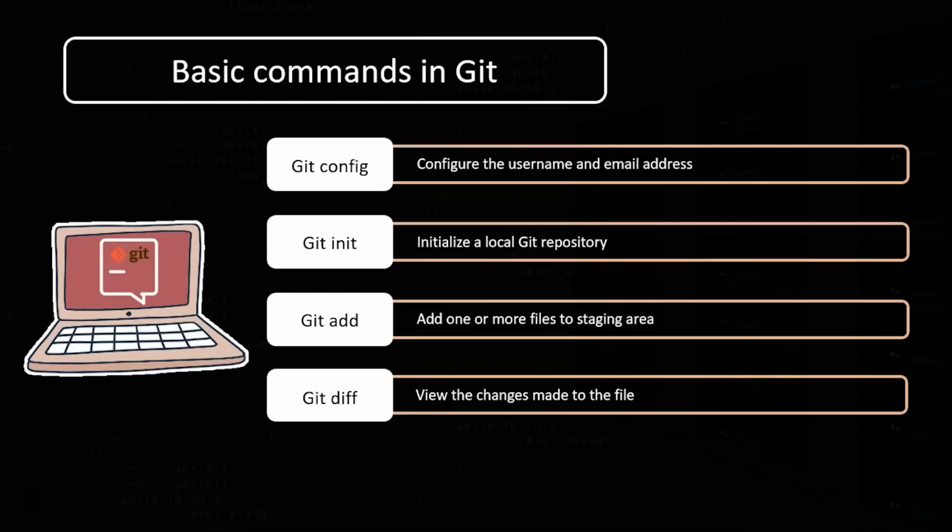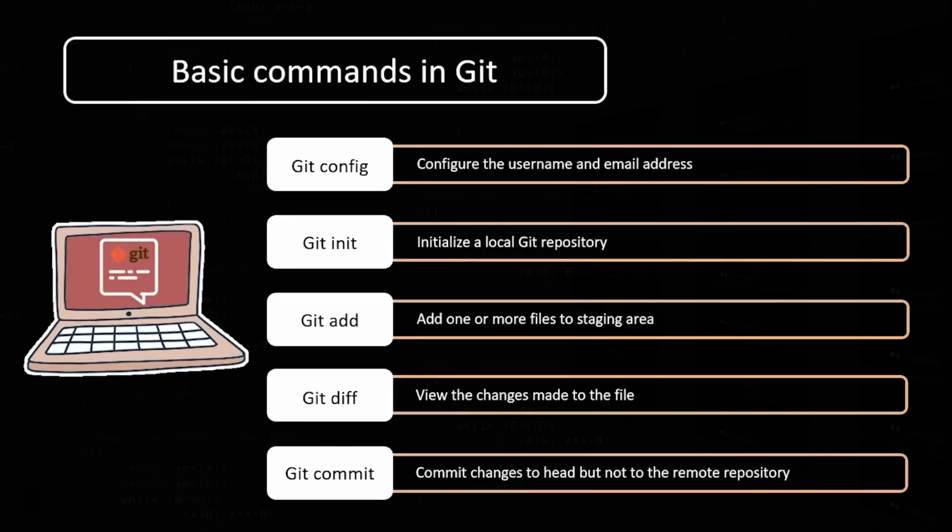So at any moment before doing any commits, if you want to do a review and see what different changes you have made, you can go for the git diff command. The git diff command is used to see the difference or the modifications which you have recently made to a specific file.